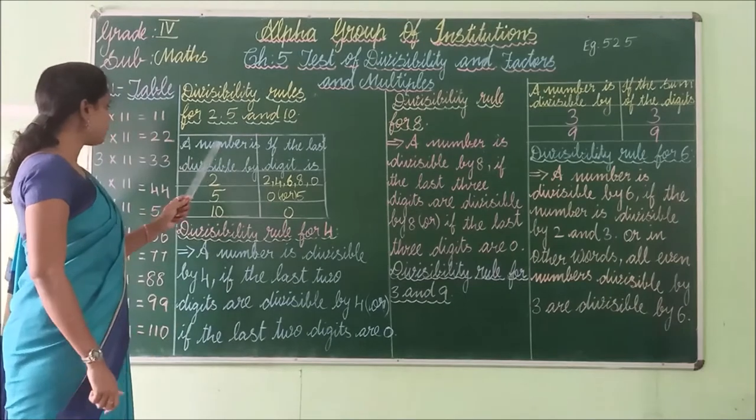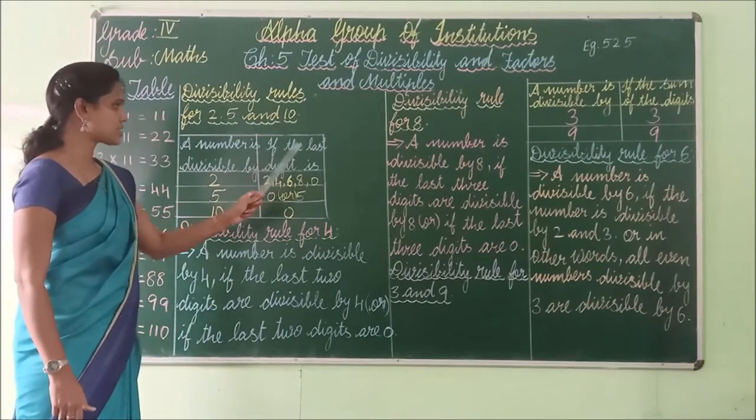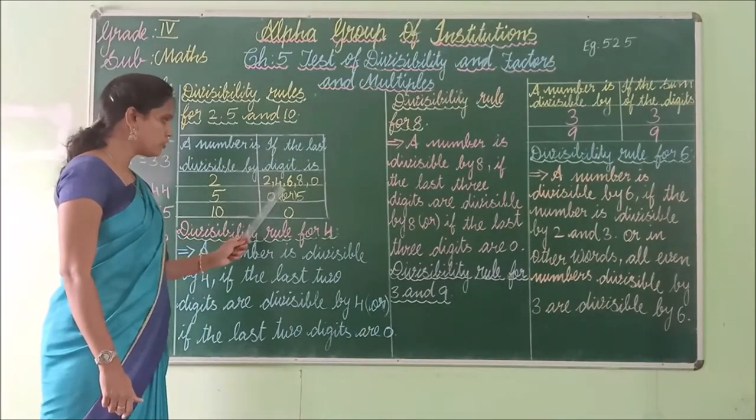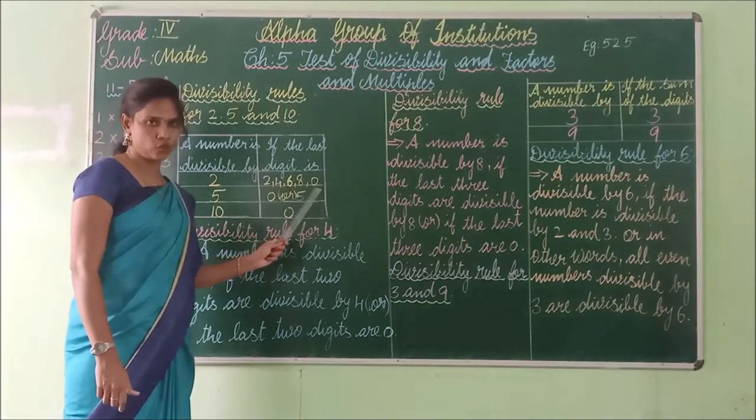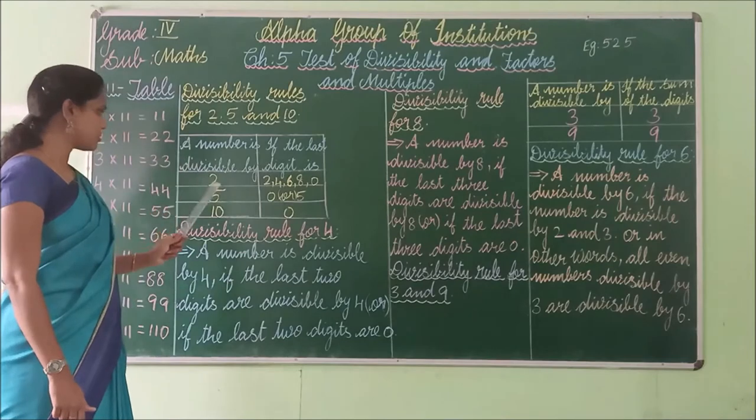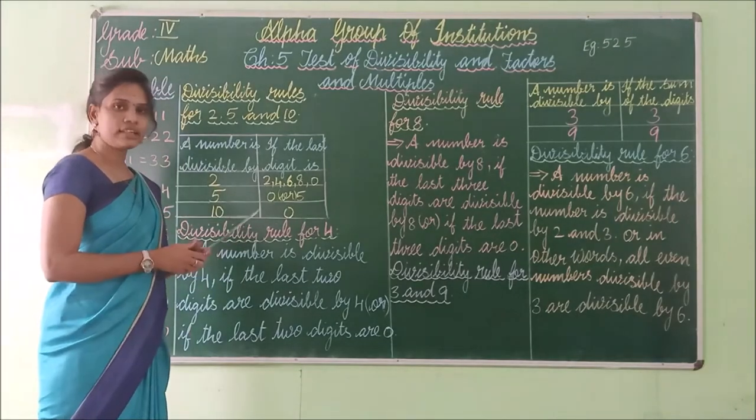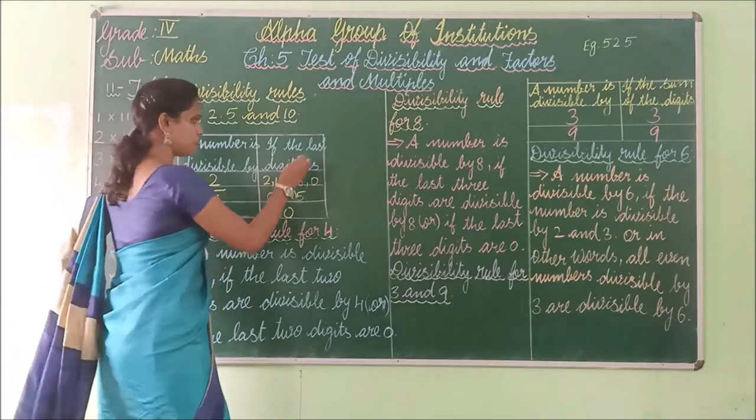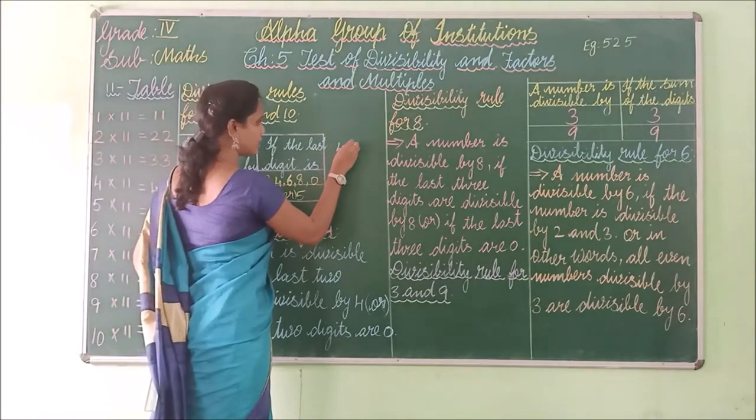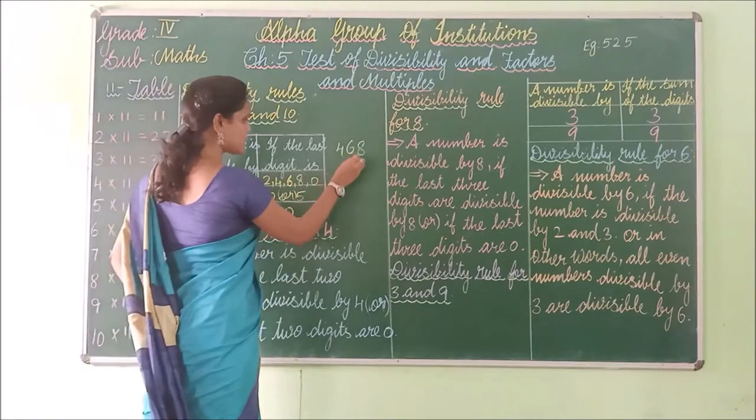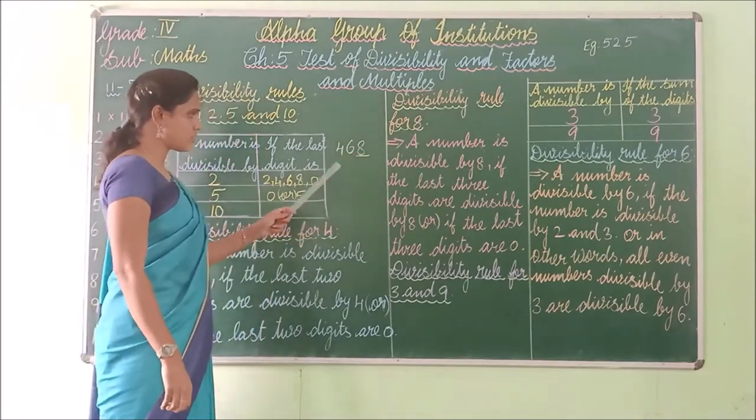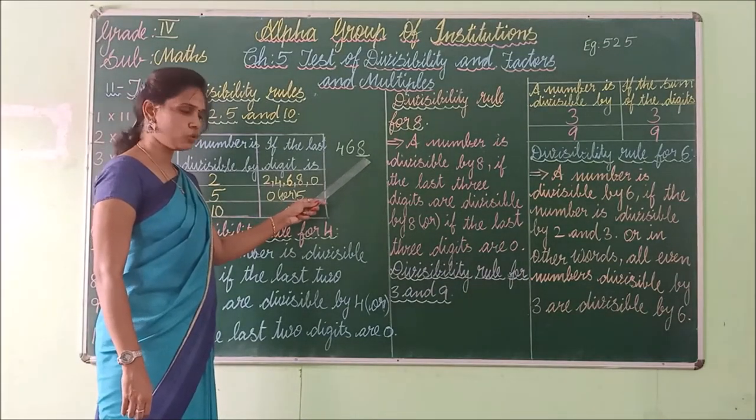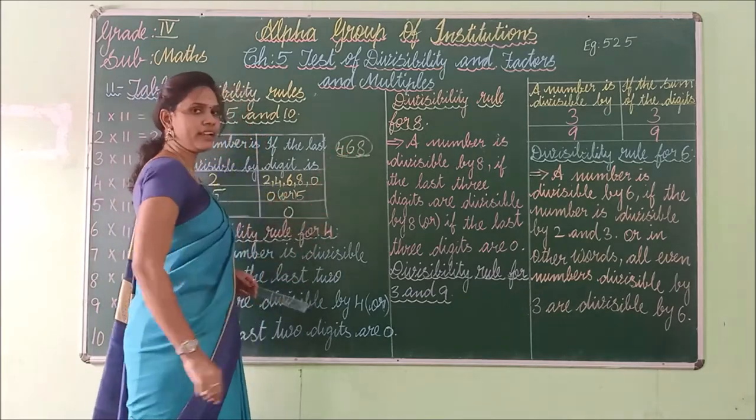See, a number is divisible by 2 if the last digit is 2, 4, 6, 8 or 0. Okay, children. For example, 468. The last digit is 8. Now tell me whether it is divisible by 2? Yes, because the last number is 8. 8 is divisible by 2, so the full number will be divisible by 2.